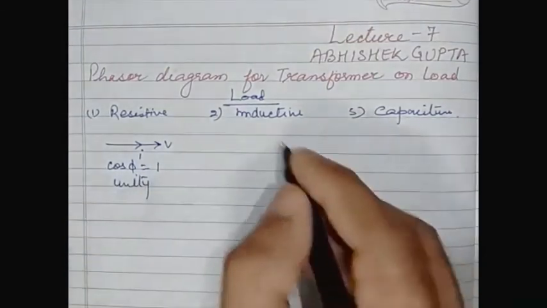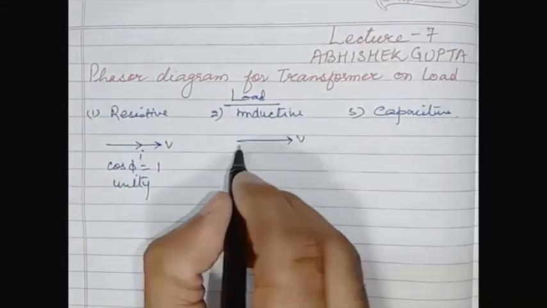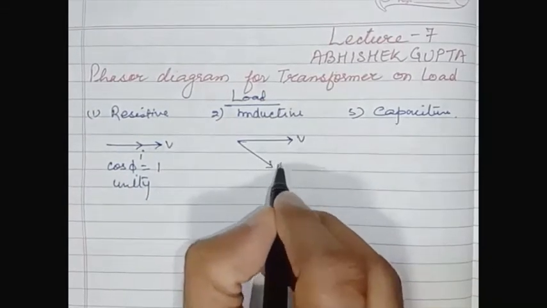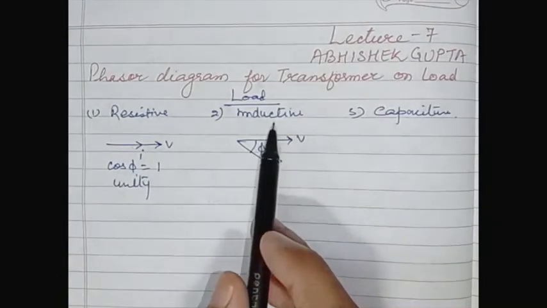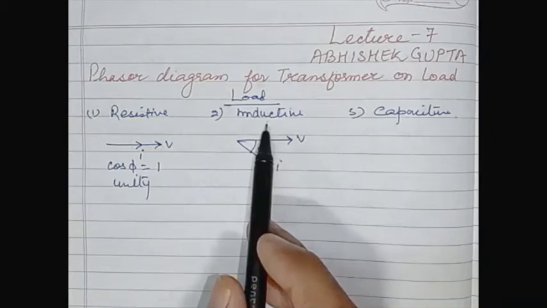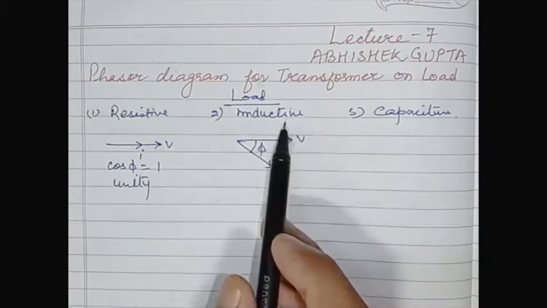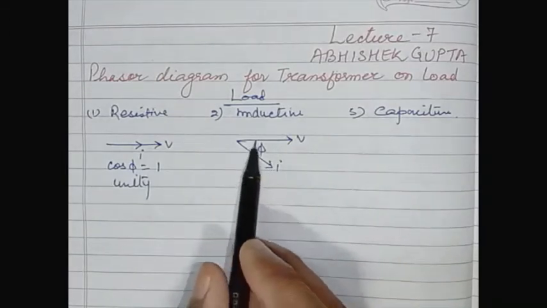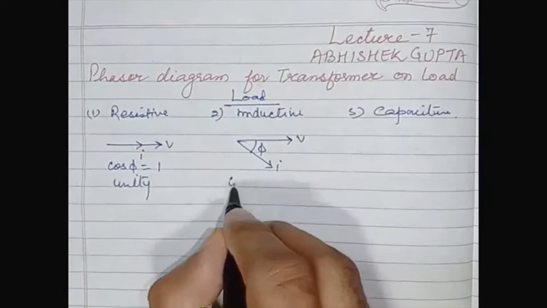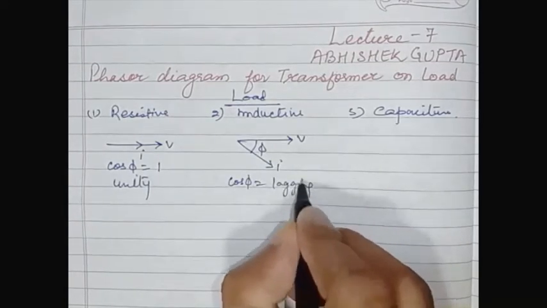For an inductive load, the current lags voltage V by an angle phi. Here we are not considering an ideal or pure inductive load; we are considering some practical load. So the current I will lag by an angle phi. So the power factor cos phi is lagging in nature.